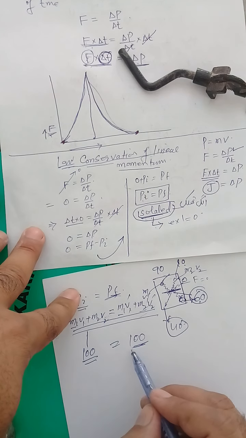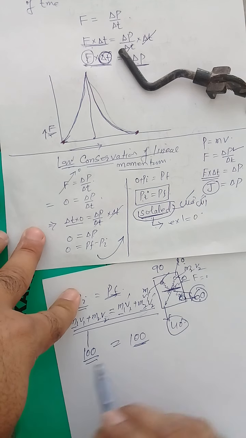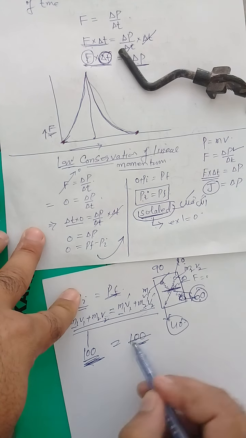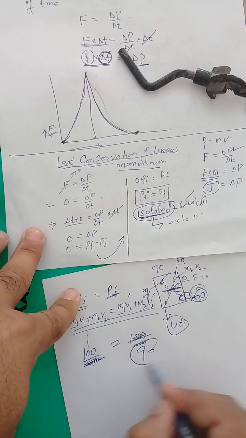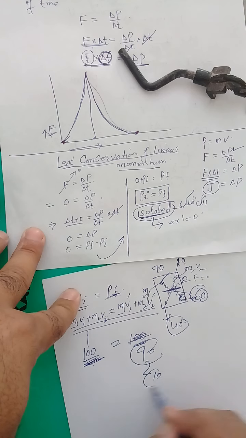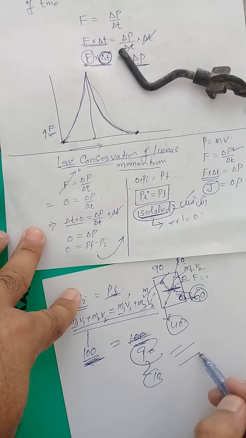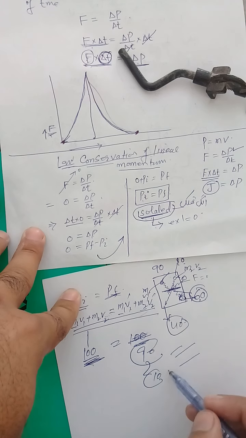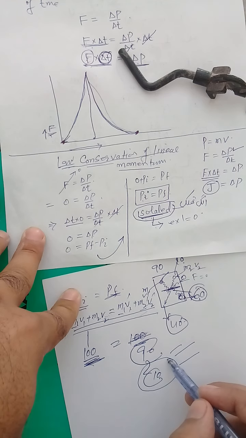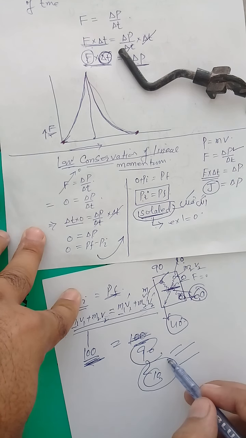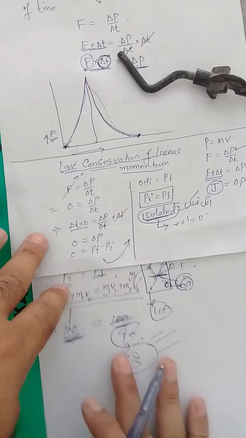Does it happen like this in reality? Never. Let's say this is 100 before collision, it will be equal to, let's suppose, 90, where the 10% loss is due to collision, heat, and external factors. We are ignoring these, but in reality it exists. Okay beta?